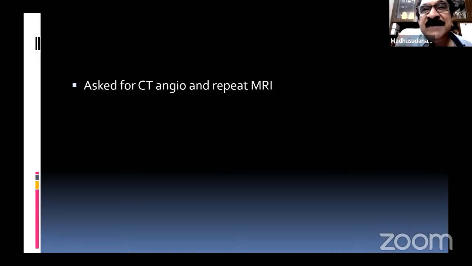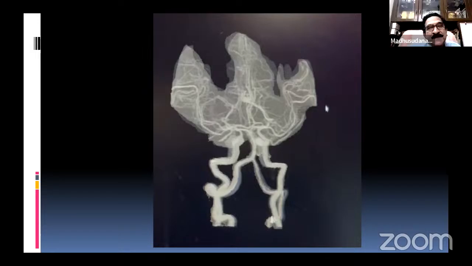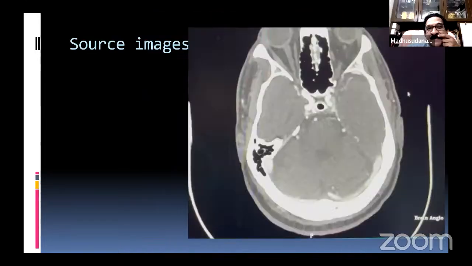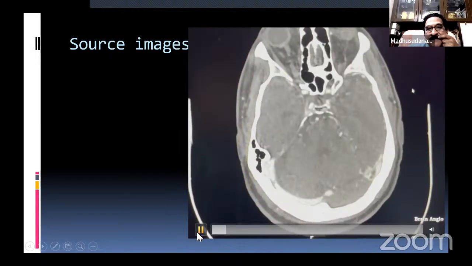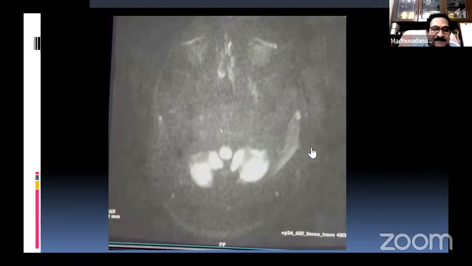So this imaging finding was classical or something. I will tell you that. Okay, sir. So I wanted an MRI angio to be done because recurrent episodes were occurring. I thought that was done. That is perfectly normal. CT angio I did. This is a CT angio. Then I repeated the MRI. Let us see the MRI now.